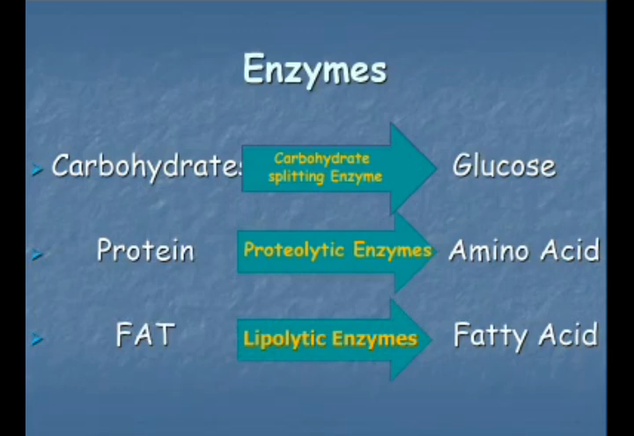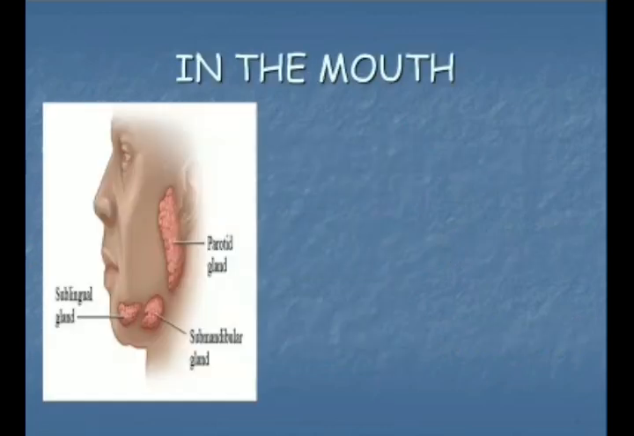So friends, we have seen there are three different types of digestive enzymes. They convert complex food into simple food. Now friends, we will see which are the organs which are responsible for the production of digestive enzymes. In my last video, we have seen that the process of digestion occurs in alimentary canal. This alimentary canal contains different digestive organs. The first organ is the mouth.